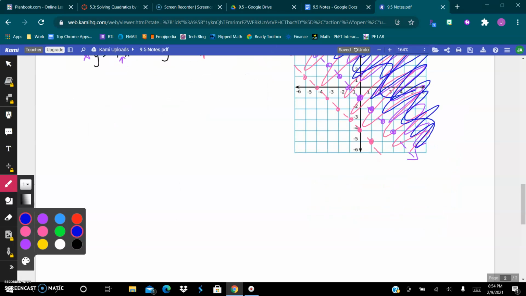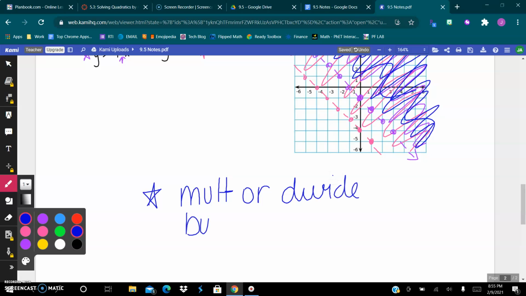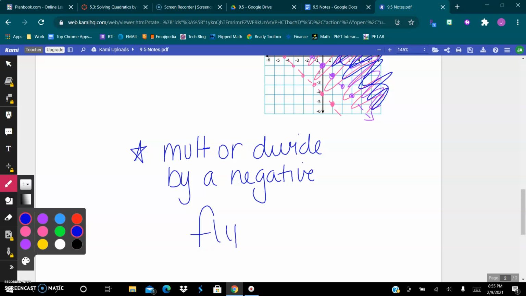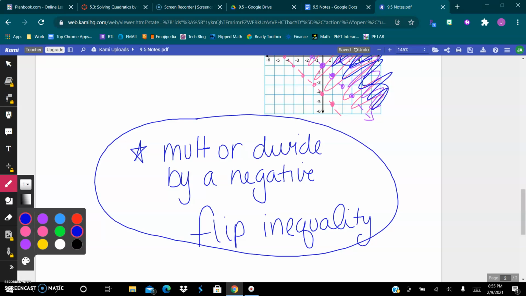The one thing that I didn't have here in the examples was that if you multiply or divide by a negative, you flip the inequality. That's a review, but I just want to remind you that if you have to multiply or divide by a negative number, then you have to flip that inequality symbol. So don't forget that little piece of information.